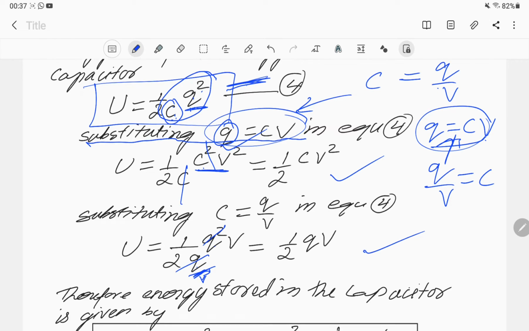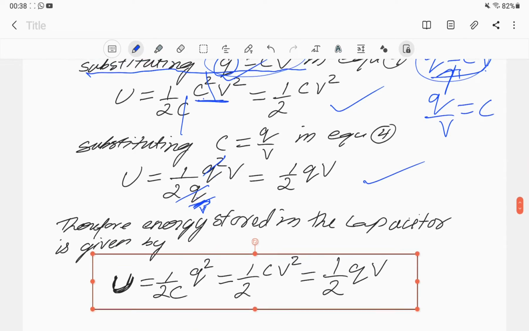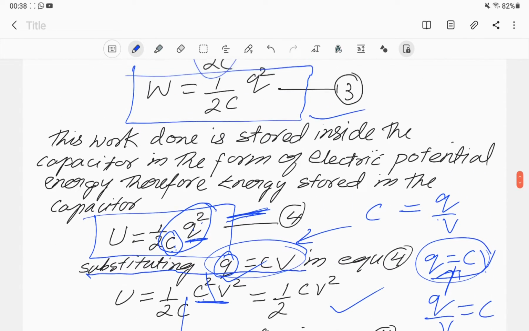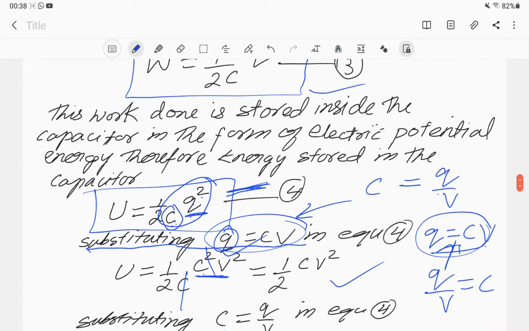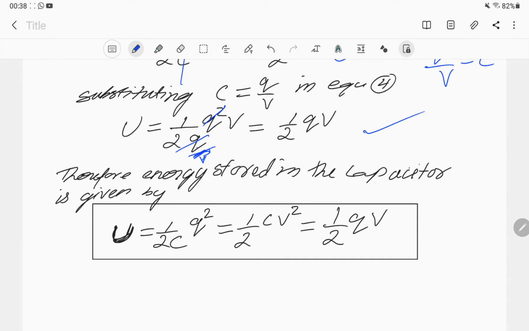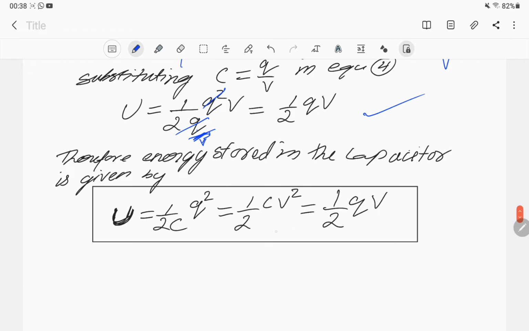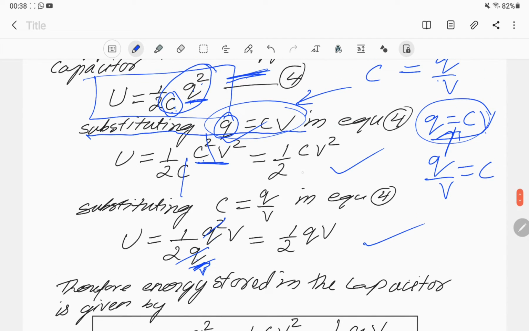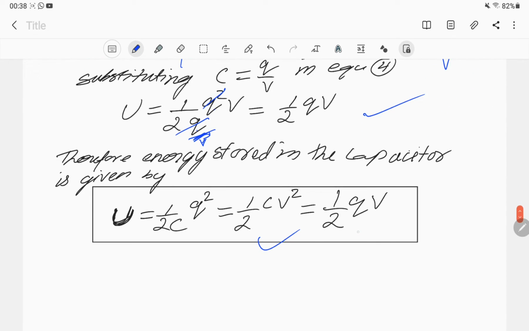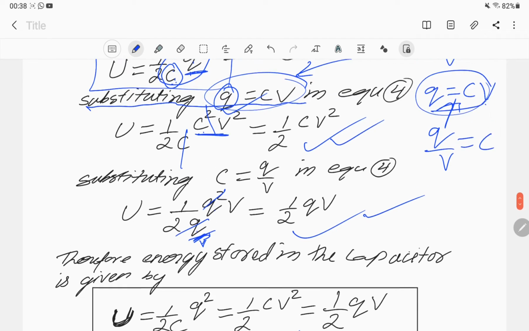So this is the energy. Here we are getting three energy expressions with different terms, so we can combine all together. The first one is 1 by 2 Q squared by C, and the second one is 1 by 2 CV squared. The third one is 1 by 2 QV.